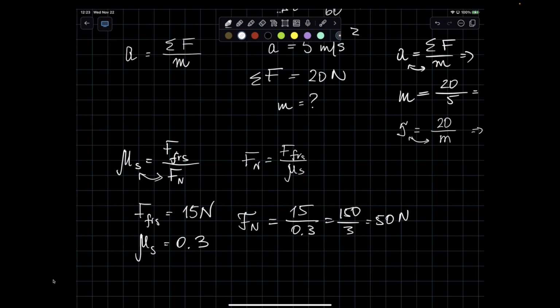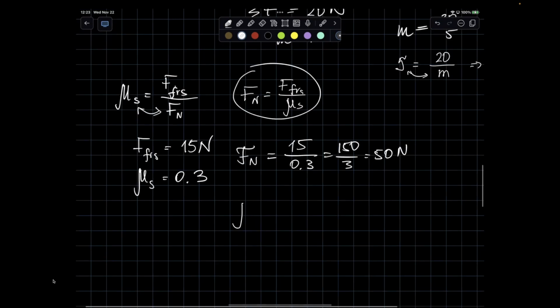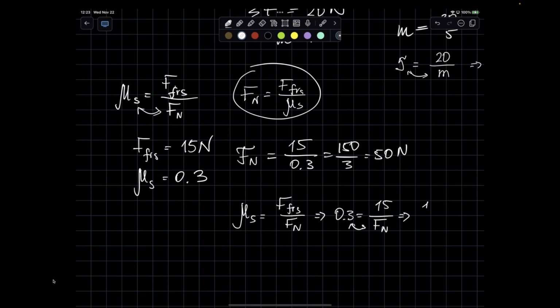Or you could have done it if you are not comfortable with doing this. Going back to original formula, mu static equals force of friction static over normal force. Then you translate that into 0.3 equals 15 over force normal, swap these two, and then you go into 15 over 0.3, and again that's 50 newtons. So that's when you're looking for something in the denominator.